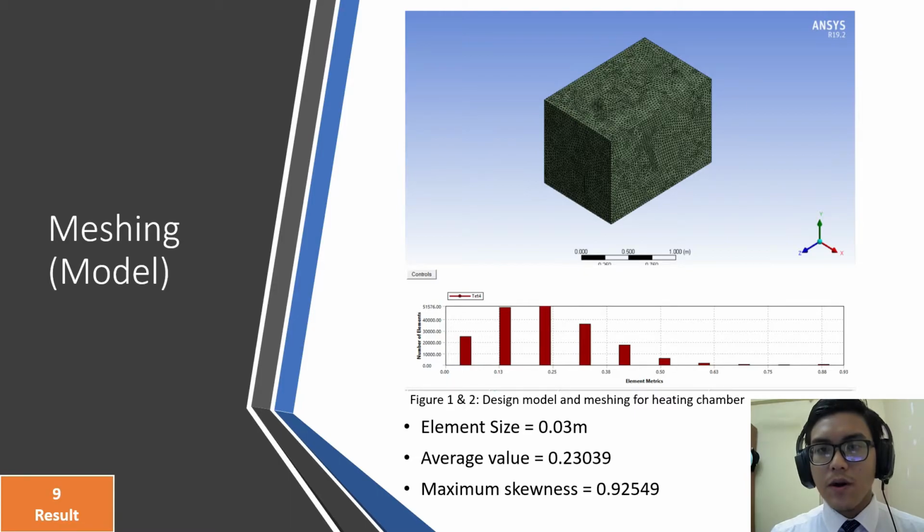Based on figure 1, the maximum skewness is 0.92549 and the average value is 0.23039. The element size was determined by a grid independent study.